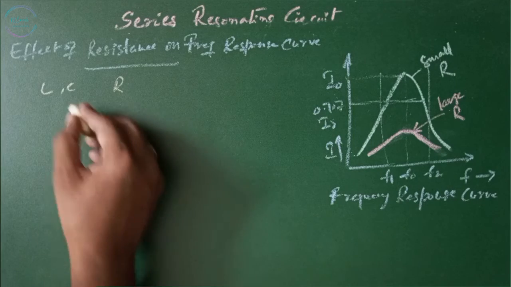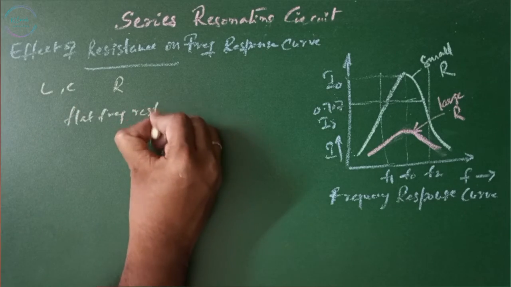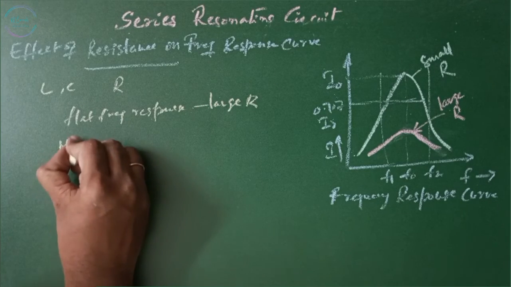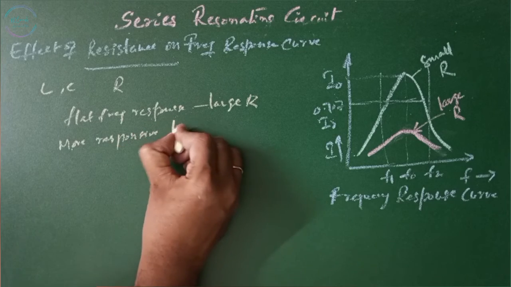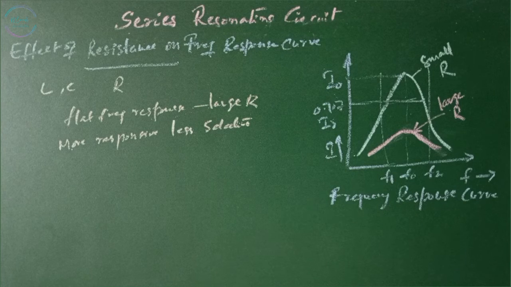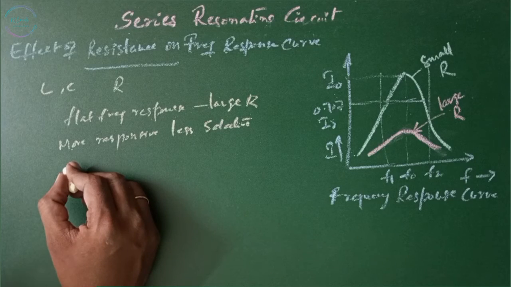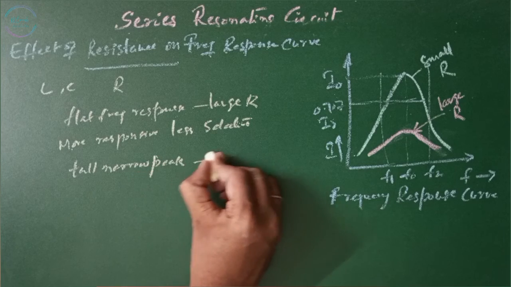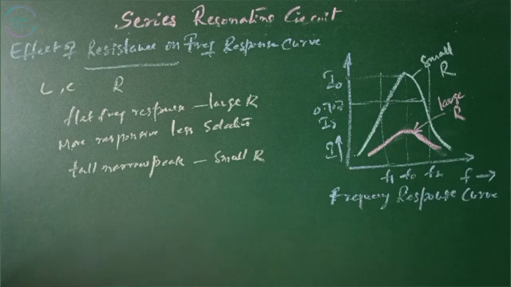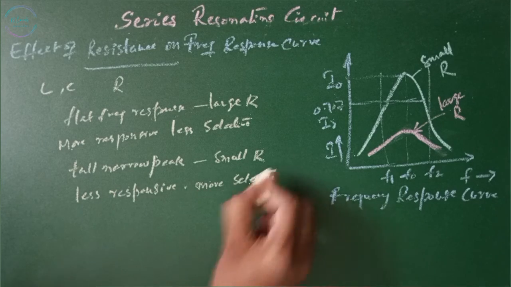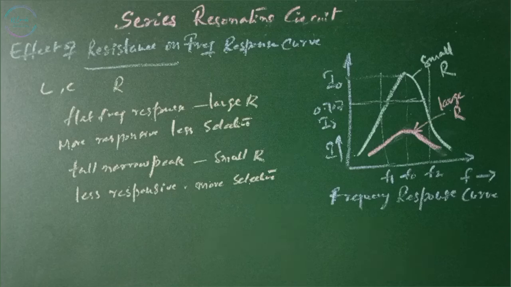A circuit with flat frequency response will have large R, and this is more responsive, less selective at frequencies in the neighborhood of the resonant frequency. On the other hand, the circuit for which the curve has a tall narrow peak, that is small R, will be less responsive and more selective at the frequencies in the neighborhood of the resonant frequency.